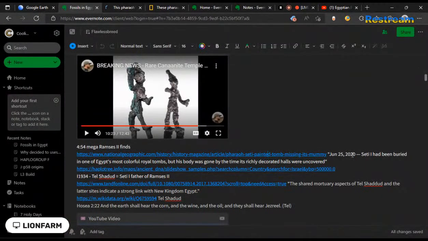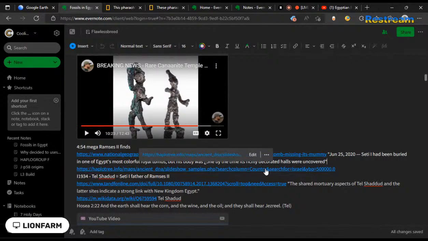This was a highlight from it. Seti I had been buried in one of Egypt's most colorful royal tombs. But here's the highlight. But his body was gone by the time its richly decorated halls were discovered.